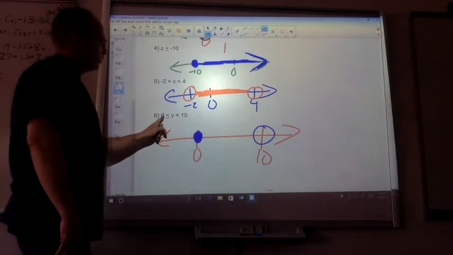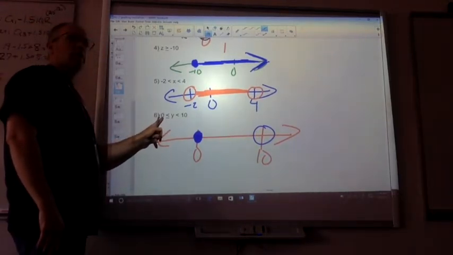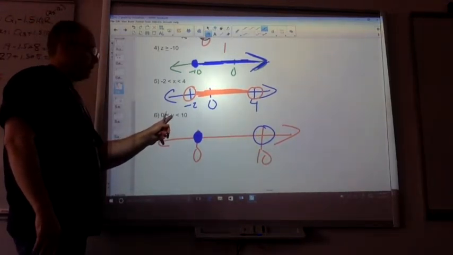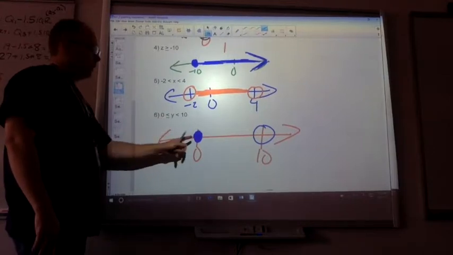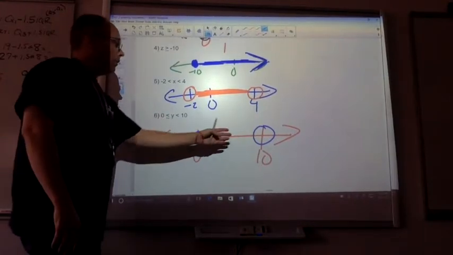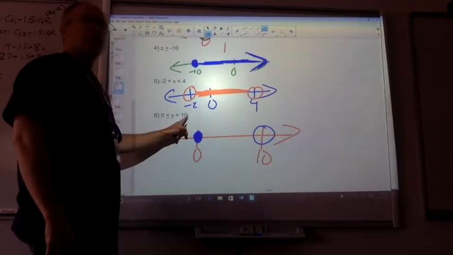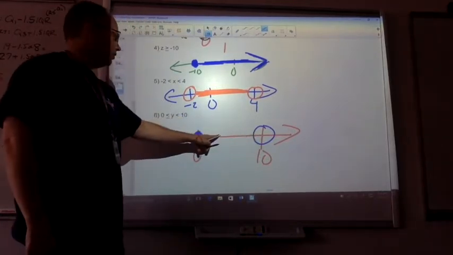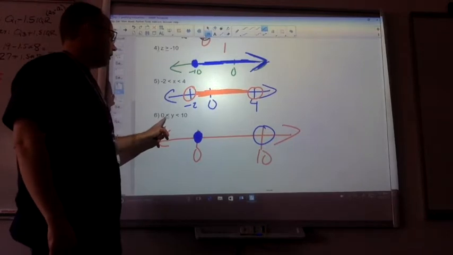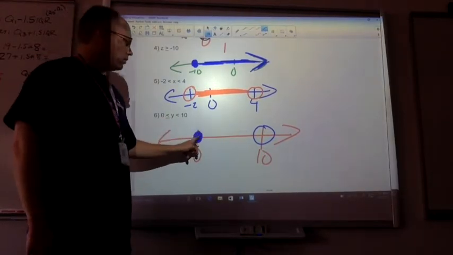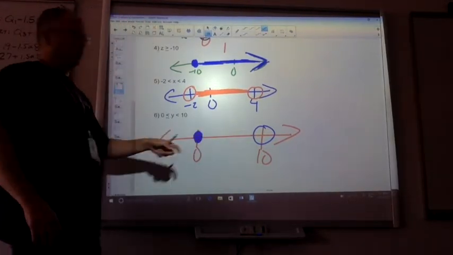Y is bigger. So 0 is less than y. So 0 happens to be small. So this is like the endpoint. So I want values over here. And y is less than 10. So less than 10 is here. 0 is less than y. So that has to be over here. So I'm going to shade in between the 2.